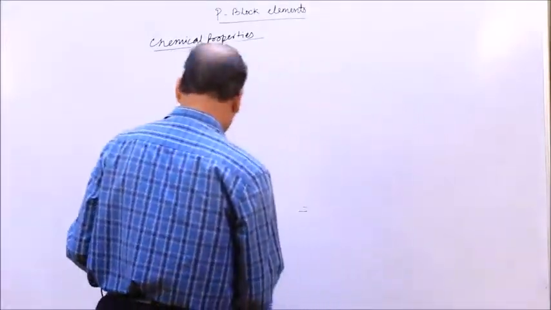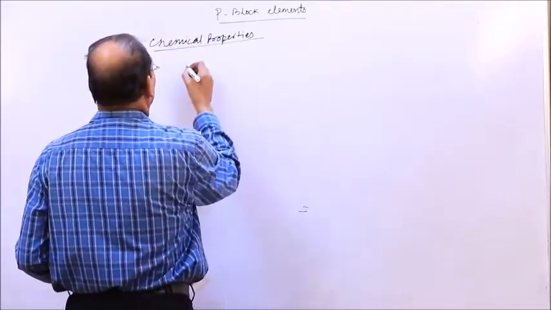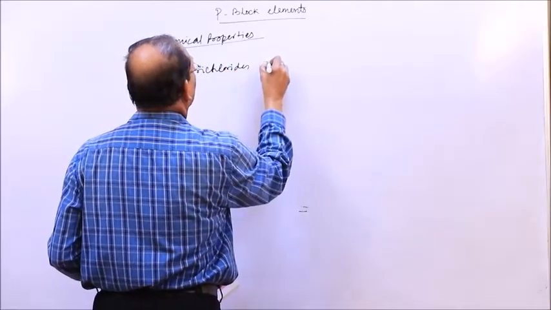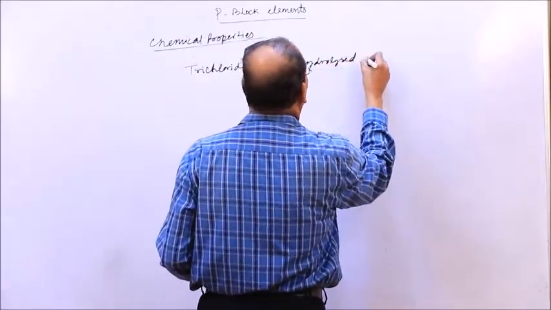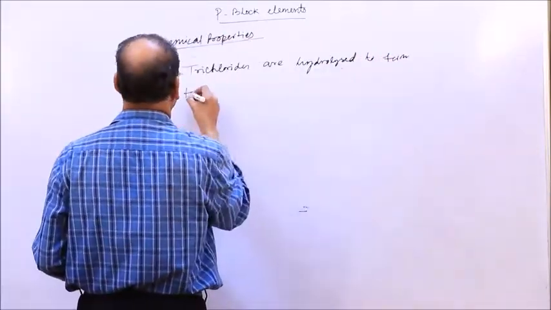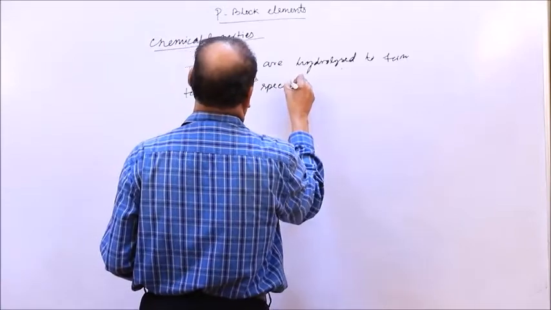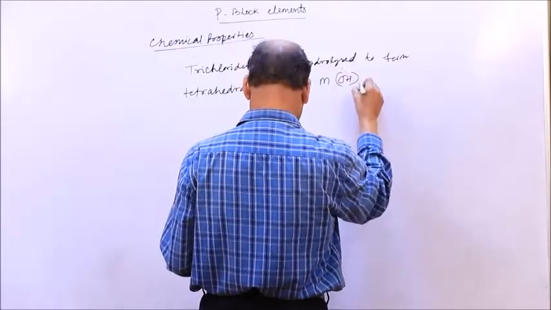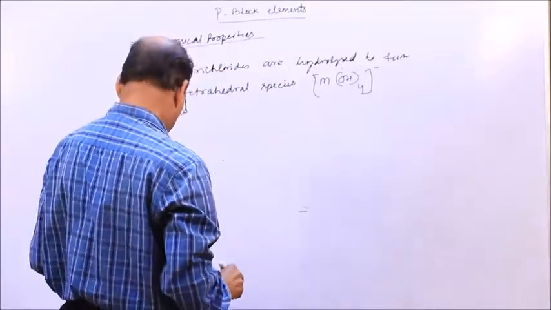And the trivalent compounds are hydrolyzed. Suppose the trichlorides are hydrolyzed to form the tetrahedral species, like M(OH)4 minus. It is a tetrahedral species.